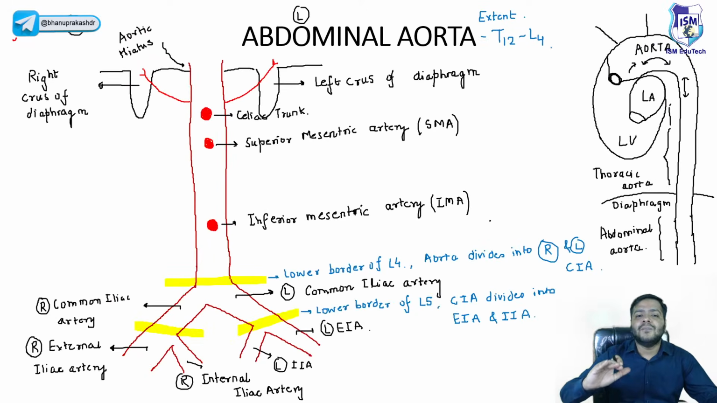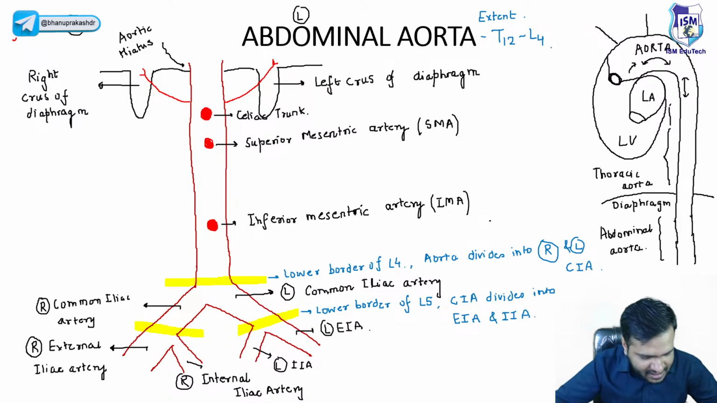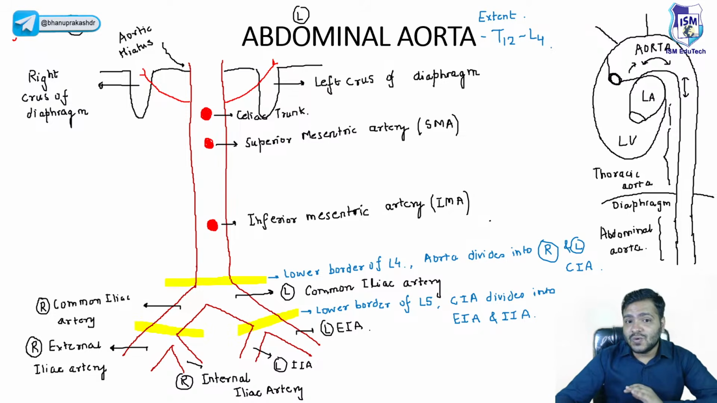Sorry, lumbar arteries. Lumbar arteries will supply the lumbar vertebra, and the lumbar vertebra is part of the posterior abdominal wall. I just told you it is part of the posterior abdominal wall. So you guys are very well aware.